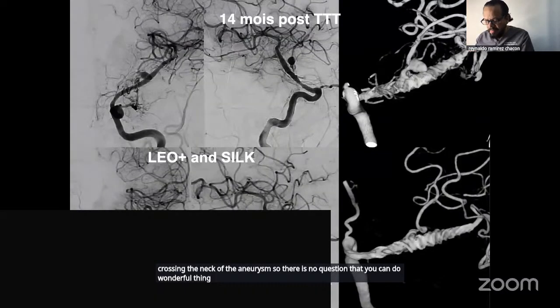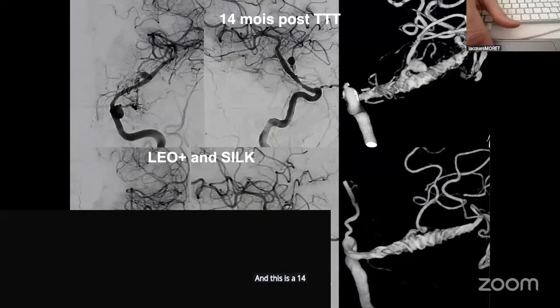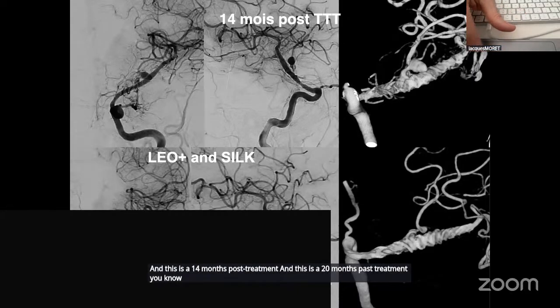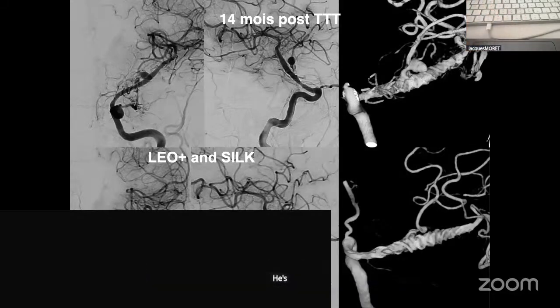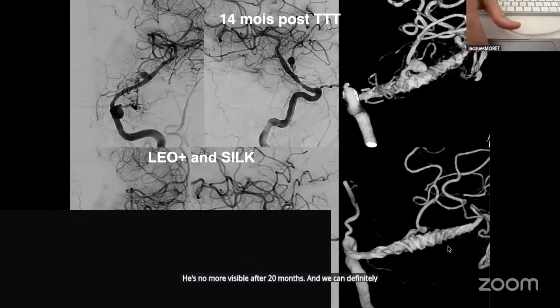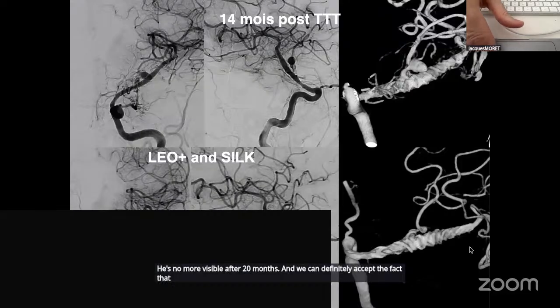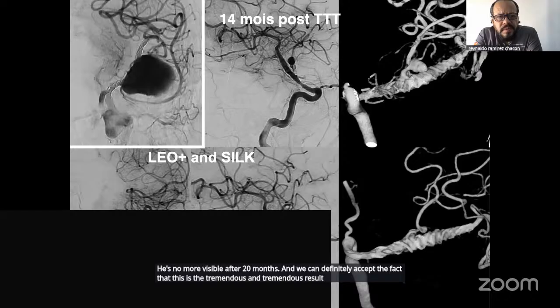And this is a 14 months post-treatment, and this is a 20 months post-treatment. Even the vessel that was arising of the bifurcation has been preserved. The sac of the aneurysm, which is still a little bit patent here, is no more visible after 20 months. And we can definitely accept the fact that this is a tremendous result compared to what it was before.